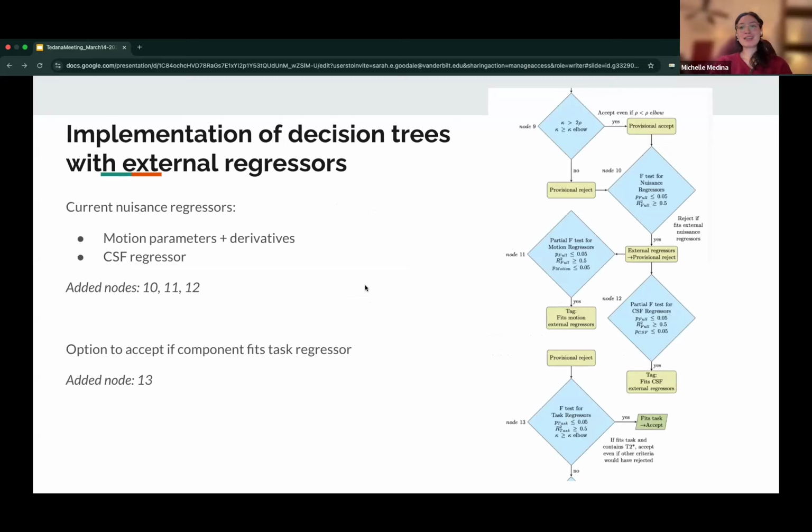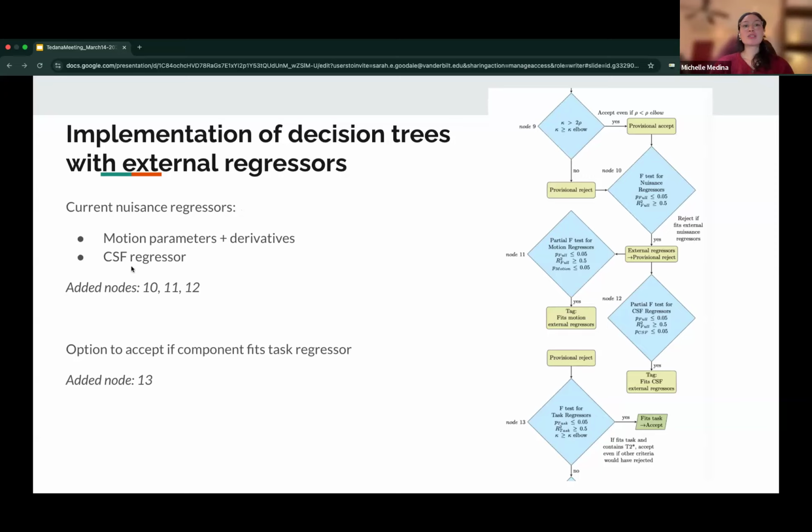Recently though, like Aneka was saying, tedana has come up with some really helpful new capabilities. Users are now able to create their own decision trees or even use some that tedana has provided in their documentation as examples, such as the one that I'm presenting here. This decision tree is able to incorporate external regressors and use them as part of the component classification pipeline. For instance, if a component were to be correlated to a nuisance regressor, such as a motion parameter or a CSF regressor, then this decision tree would reject this component.